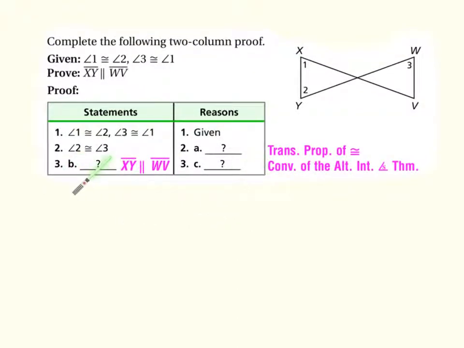All right, angle 2 is congruent to angle 3 because of the transitive property of congruency. This is that angle 1 is congruent to 2 and angle 1 is congruent to 3. So that means that angle 2 is congruent to angle 3. And then lastly, we can say that the two lines are parallel, which by the way is always what we're trying to prove. That's always the last statement. Why can we say that? Well, if you look at angle 2 and angle 3, those are alternate interior angles. So the converse of the alternate interior angles theorem says if the alternate interior angles are congruent, that means that the lines are parallel.